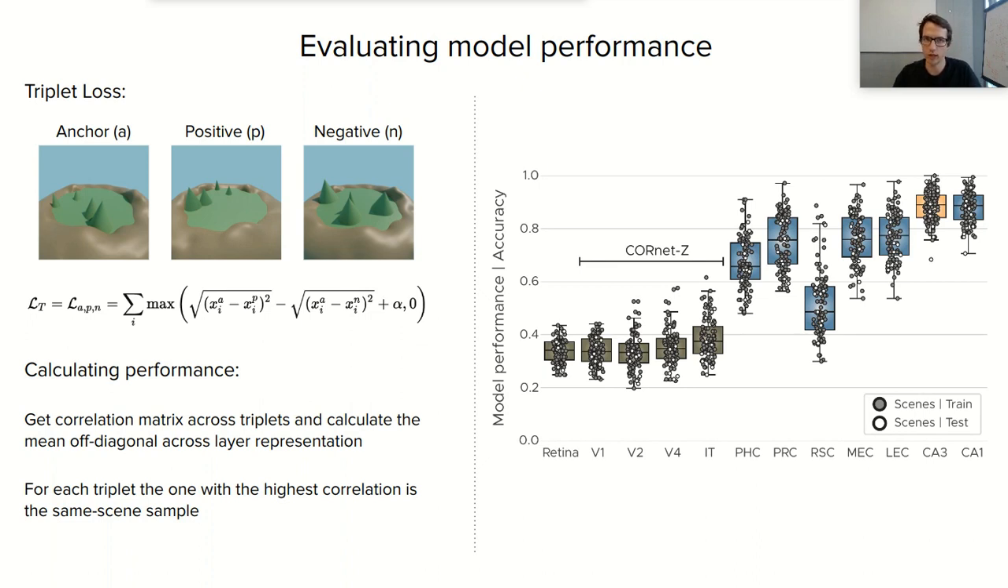As shown on the right, the pre-trained layers performed at chance levels, indicating their inability to distinguish between the same scene from varying viewpoints. In contrast, higher cortical areas demonstrated significantly better performance, with CA3 and CA1 correctly classifying around 90% of the scenes.